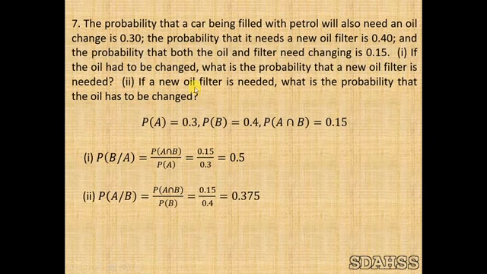Then the next condition is, if a new oil filter is needed, what is the probability that the oil has to be changed? So we can write P of A by B. Its formula is P of A intersection B by P of B. Substitute the values, 0.15 divided by 0.4. On simplification you will get 0.375.